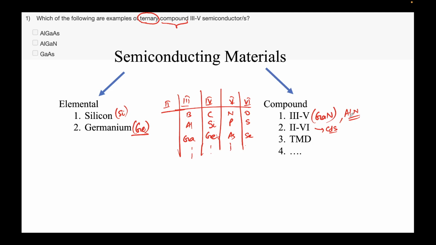Then there are a few other categories, in fact, called transition metal dichalcogenides. A very good example is MoS2. This is a semiconductor.